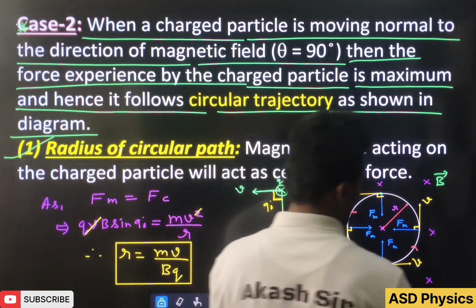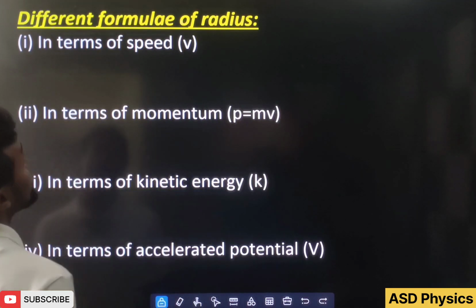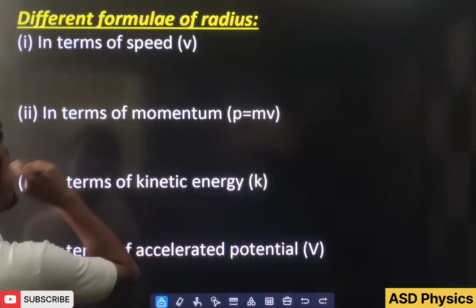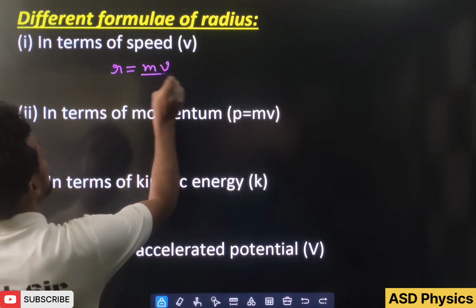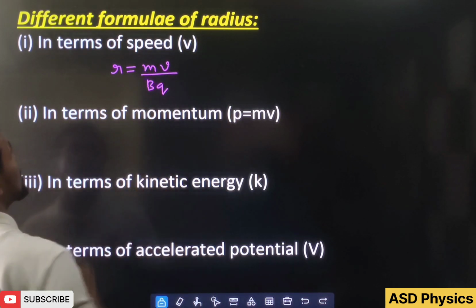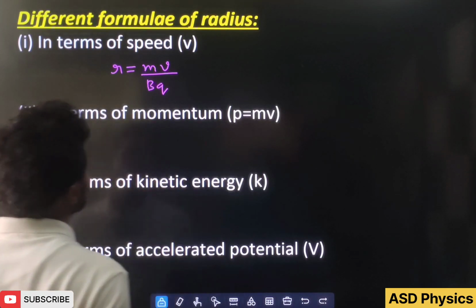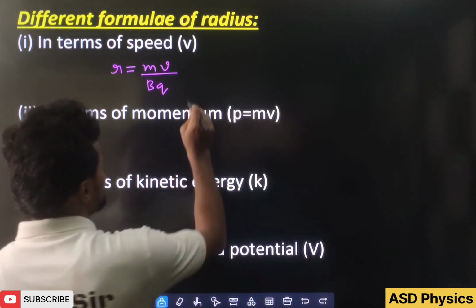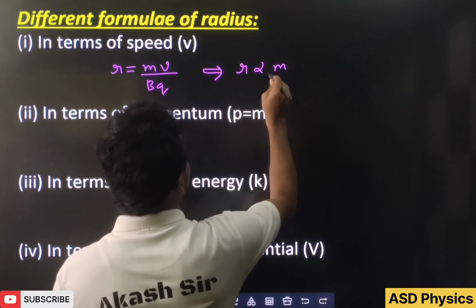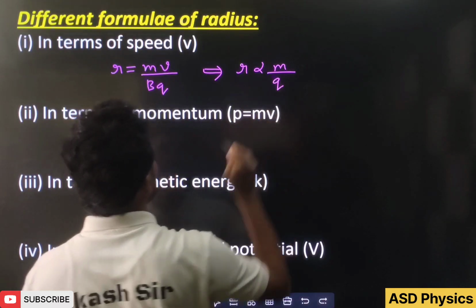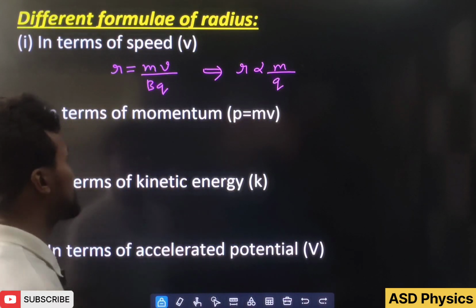Remember that. Now students, after that, very important, different forms of radius. So first one, in terms of speed v, I can write R equal to mv by bq. If in the question they tell that the speed of the particle is constant, we can write R directly proportional to m by q. I am considering speed and magnetic field both constant, like that they will tell in a question.